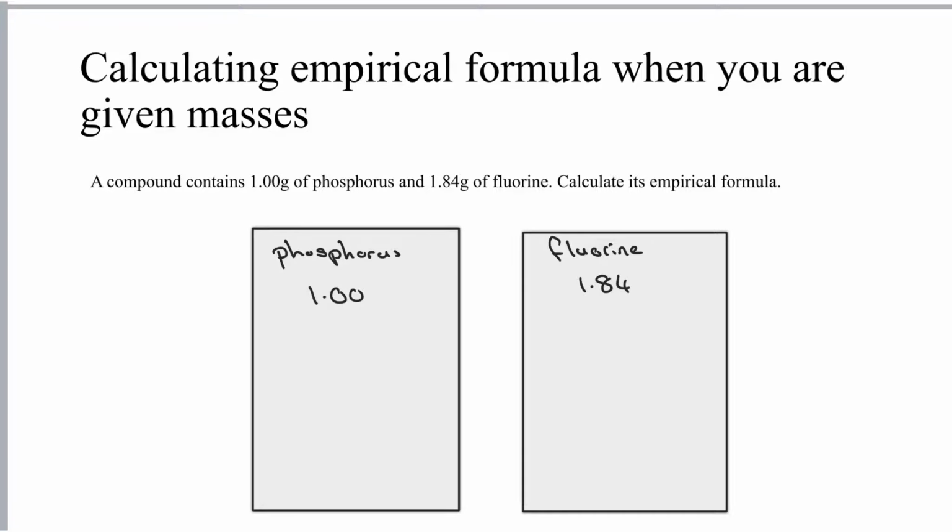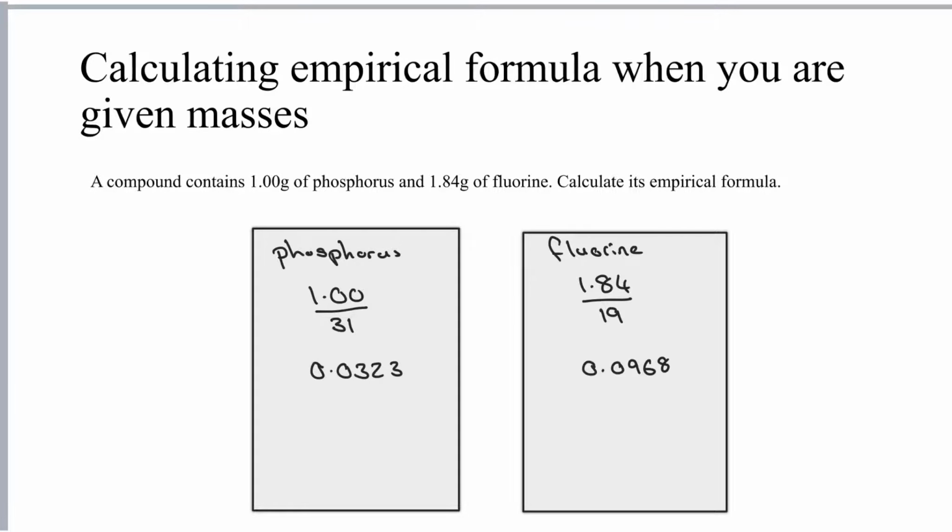So I've written down what I already know. Now to work out the number of moles, as I said before, it's mass divided by the relative atomic mass. So 1.00 divided by 31, which is the relative atomic mass of phosphorus, and for fluorine, it's 1.84 divided by 19, which is the relative atomic mass of fluorine. Now let me work out those numbers of moles. Okay, so these are our numbers of moles.